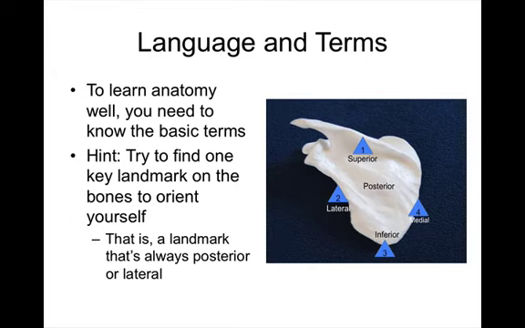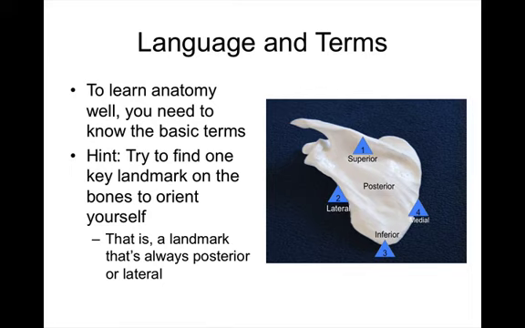To learn anatomy well, you really need to know these basic terms. You need to know the terms that you see to the right on the scapula, like superior, posterior, medial, lateral, inferior, and be able to use these as they relate skeletal structures to each other. A hint here, as you learn the skeletal system and anatomy in general, is try to find one key landmark on a bone to orient yourself.